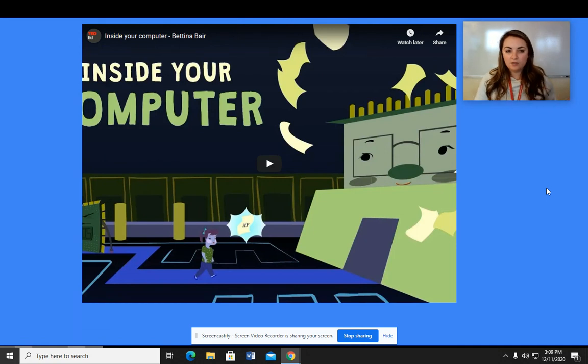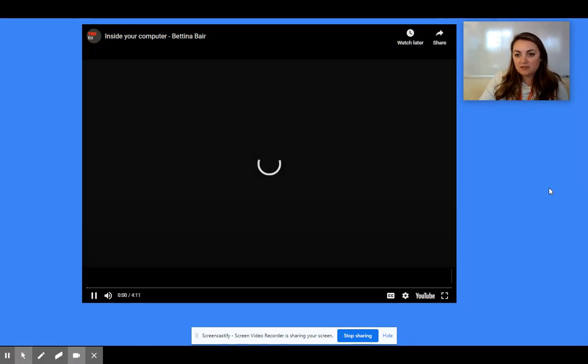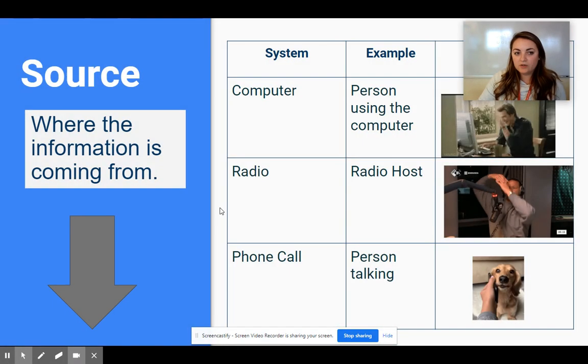So that video is a much more in-depth type of video and explanation of a communication system than we're going to really go into. But it gives you guys a basic idea that there are a lot of different steps to just using a computer, to just clicking your mouse or typing in the keyboard or looking something up on the internet. So the first subsystem is the source.